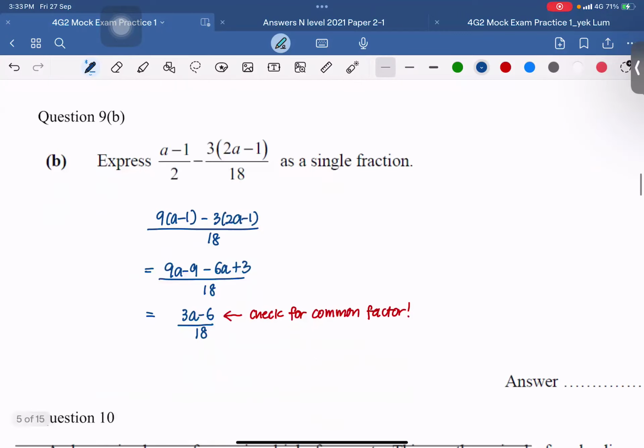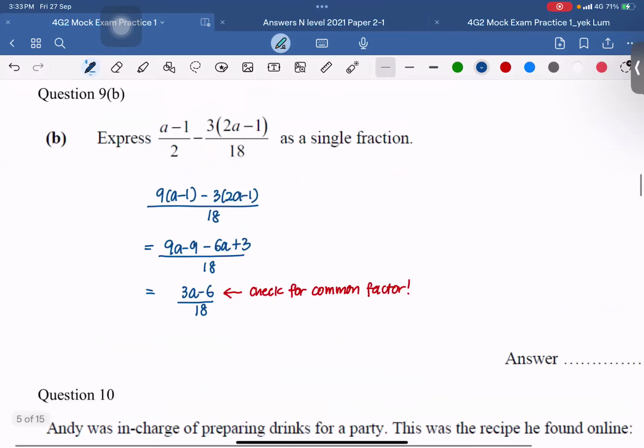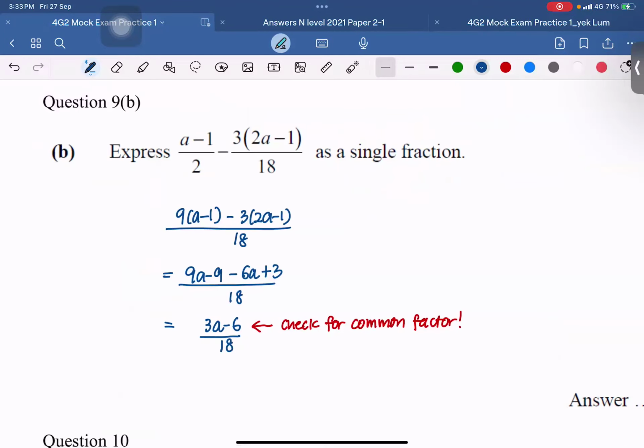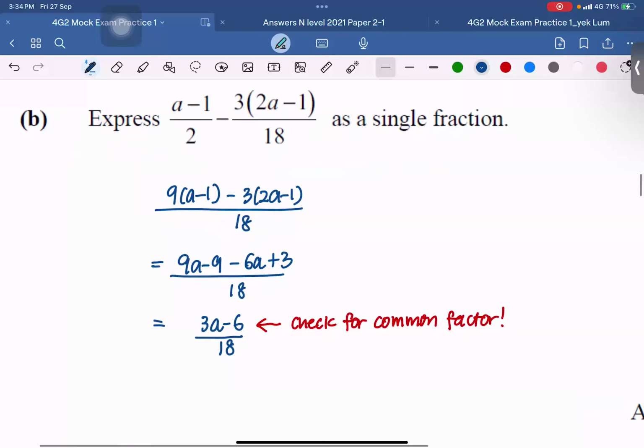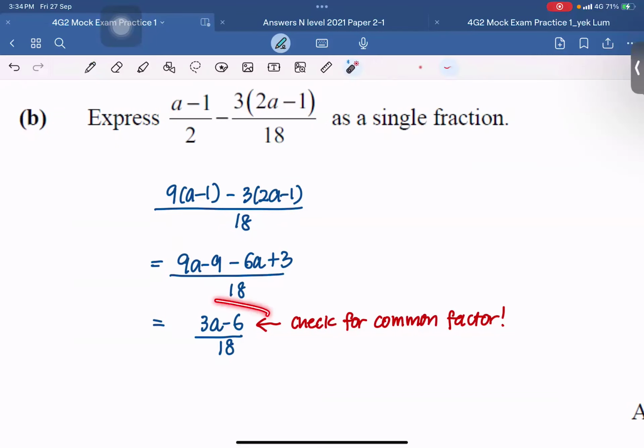This one, I think most of you know how to do. This question, okay, most of you might have done until this step, but I need you to check something. Are there any more common factors here? There's some more common factor here, right? Can you tell me what's the common factor? 3, right? 3 is the common factor.